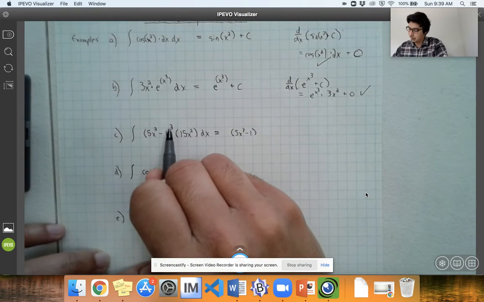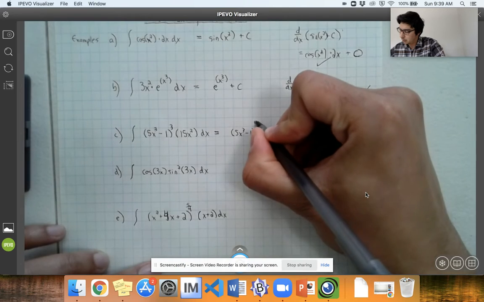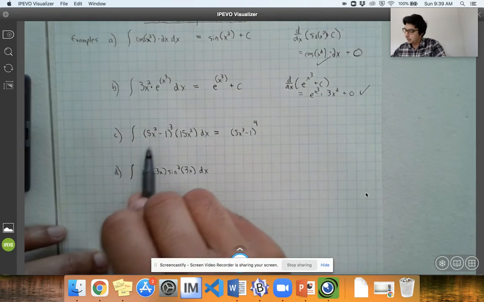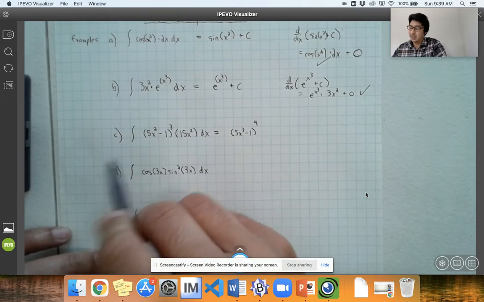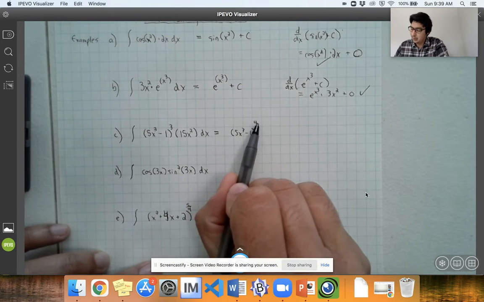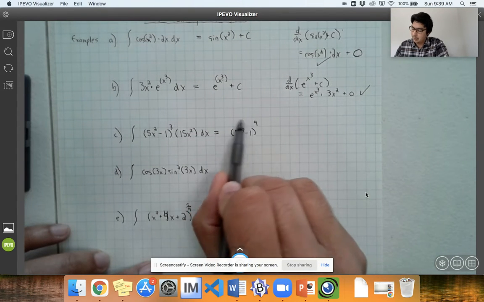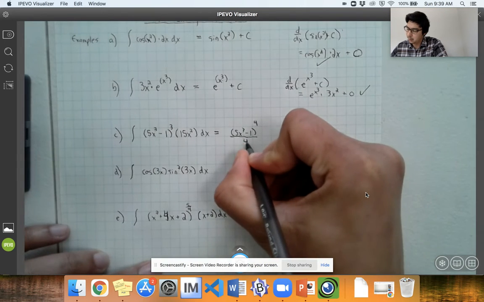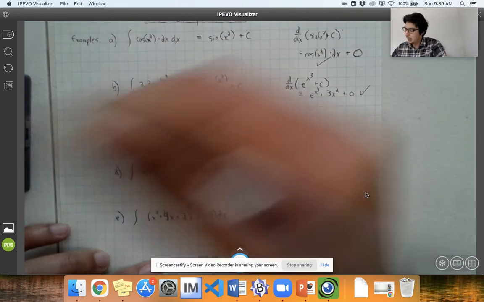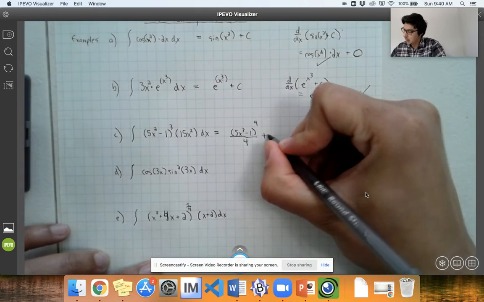But this is a polynomial to the third. So then I have to raise it to the fourth when I do the antiderivative, because you add 1. And I have to account for that, or you can think about it like this. If I take the derivative of this, I'm going to have a 4 in front as a multiple. So I have to account for that by dividing by 4. That'll bring that to 3. And I think that will work.